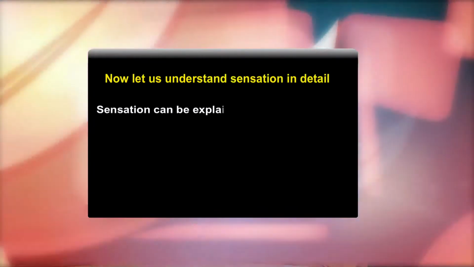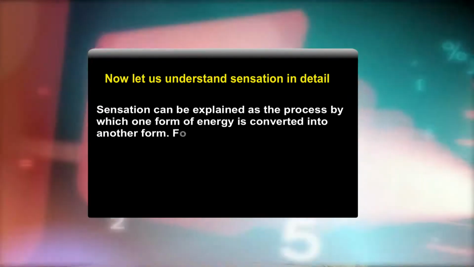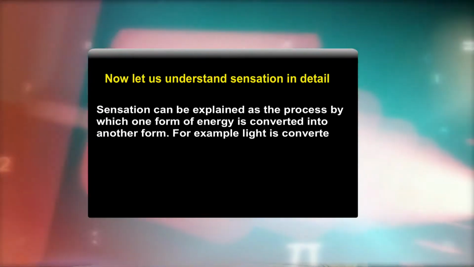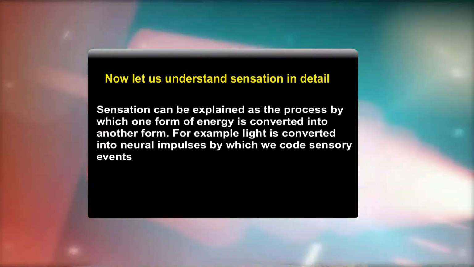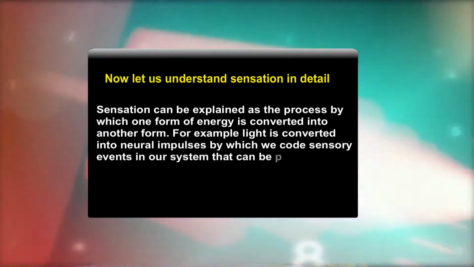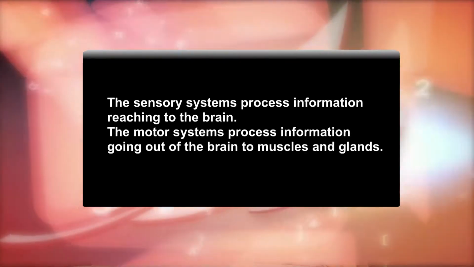Sensation can be explained as the process by which one form of energy is converted into another form. For example, light is converted into neural impulses by which we code sensory events in our system that can be processed by our brain. The sensory systems process information reaching the brain. The motor systems process information going out of the brain to muscles and glands.